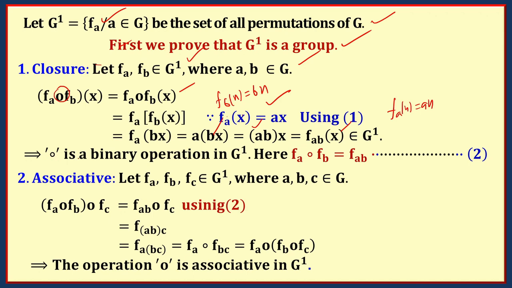That means circle is a binary operation in G dash. Here f_a circle f_b is equal to f_ab. It is denoted by equation 2. So, a very, very important relation: f_a circle f_b equal to f_ab.